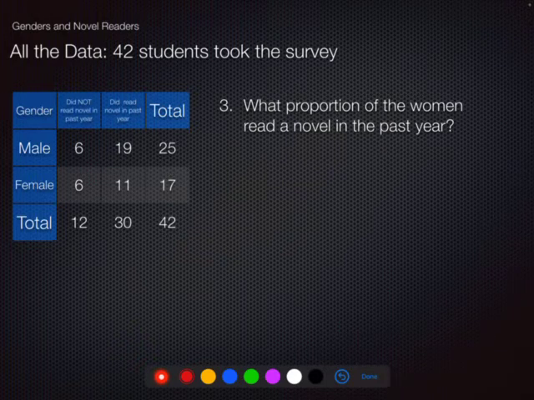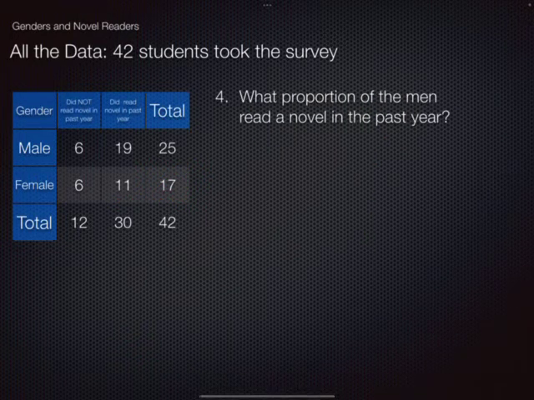So we get number 3. What proportion of the women read a novel? Oh, proportion of the women. So females, we have a total of 17 women. So this question is out of the women, so out of 17. What proportion of women read a novel in the past year? So did read 11 out of 17. And so again, we can get out our calculator and enter that as a decimal, or you can leave it 11 out of 17. That is the proportion. But again, if we're doing a pie chart, you do want to convert that to a decimal and then to a percent.